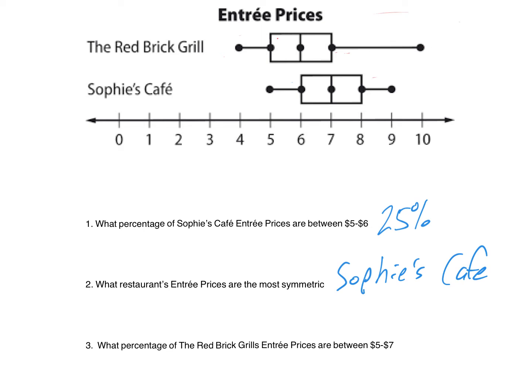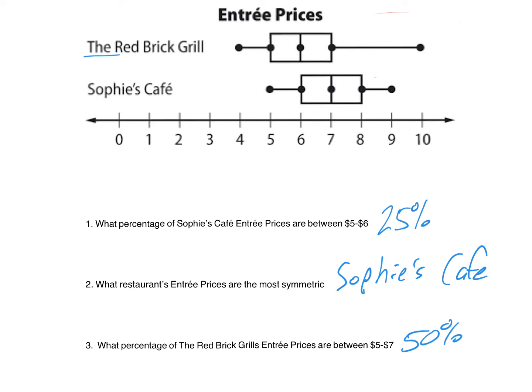And finally, number 3, what percentage of the Red Brick Grill's entree prices are between $5 and $7? So we got to go to Red Brick, between 5 and 7. What percentage is in that box? 50%. Phenomenal. So we were able to answer some questions about the pieces themselves, the box and whiskers themselves.